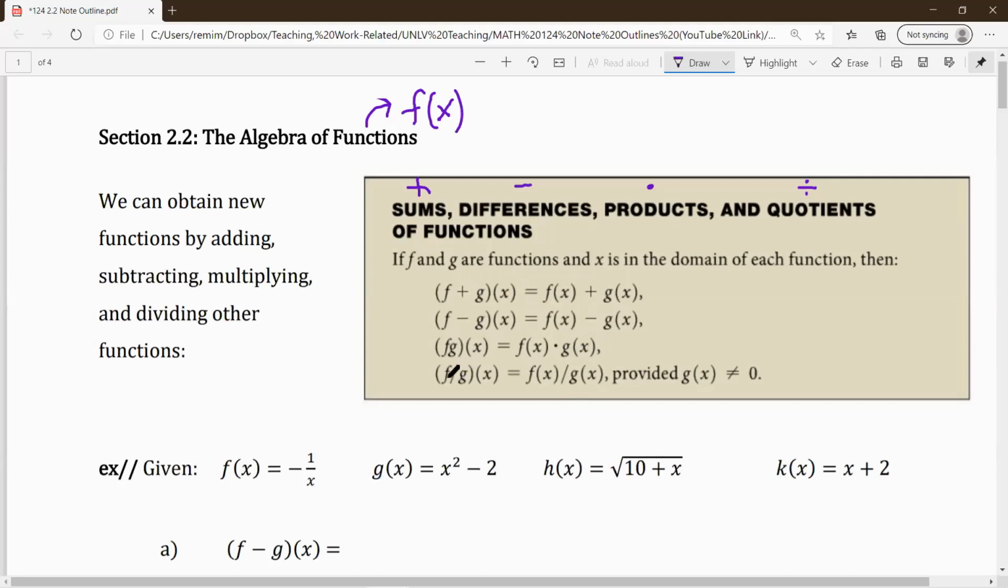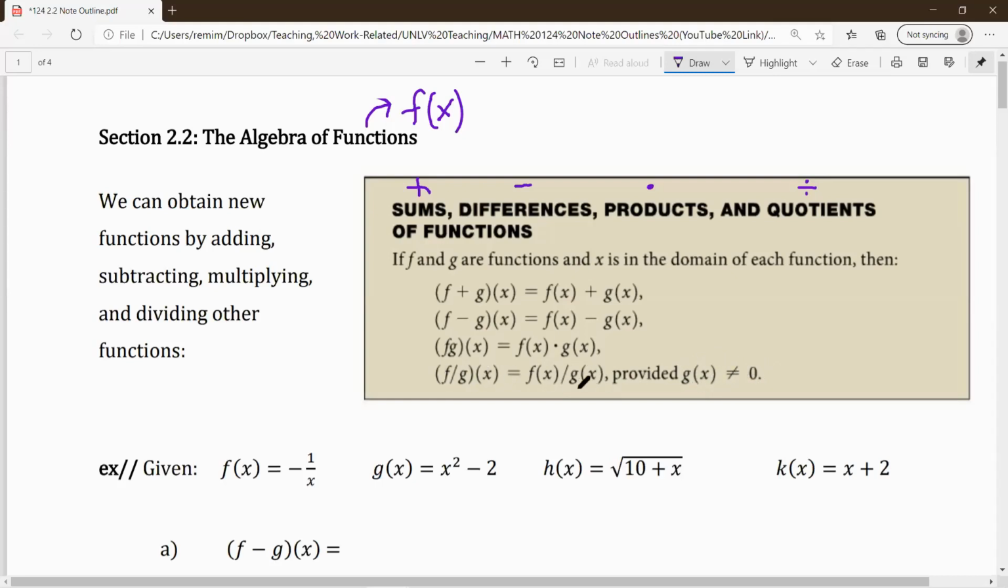And then the last one, if you have f slash g, that means f over g of x. So that is just when you take the f of x function and you put it over the g of x function, provided that g of x does not equal 0. And of course, we know all about that because the g of x in this case is going to be the denominator. And we know from all our talk of domain previously that the denominator cannot ever equal 0. So we're making sure that g of x is not equal to 0 if we're trying to do the quotient of the two functions.